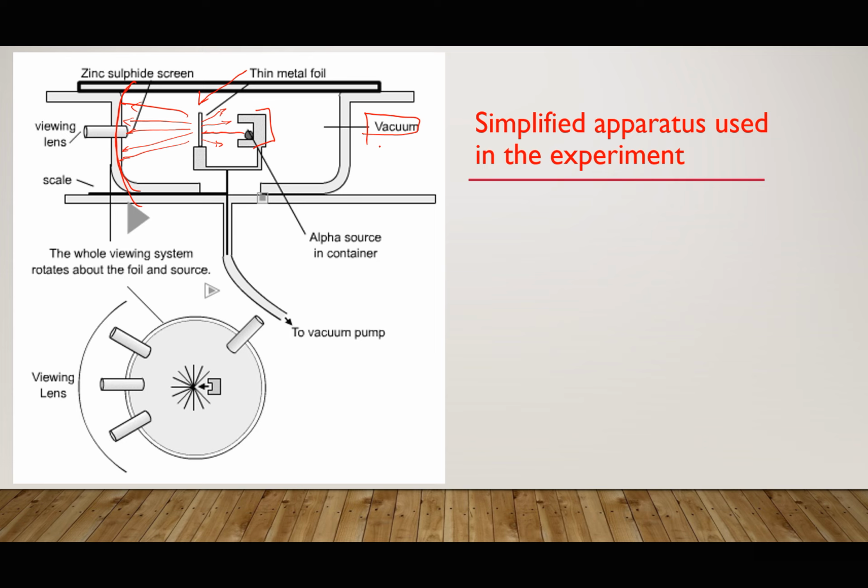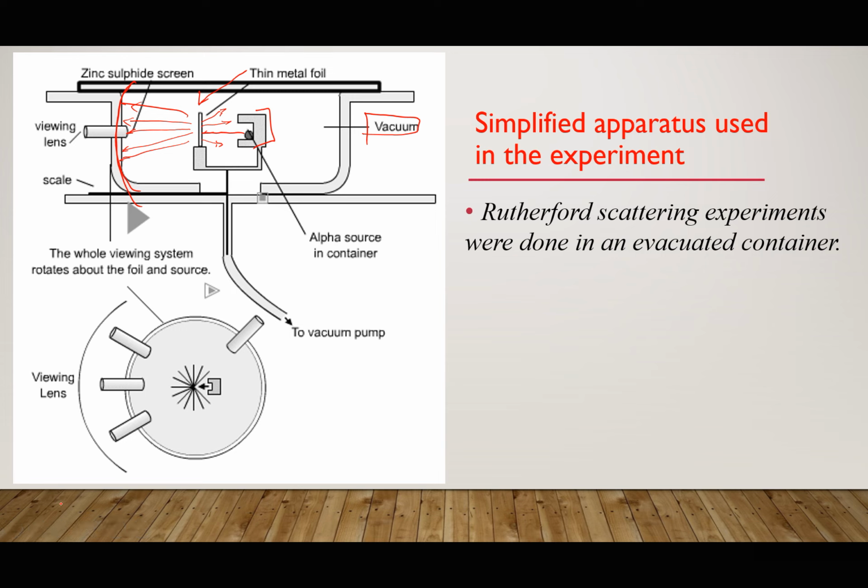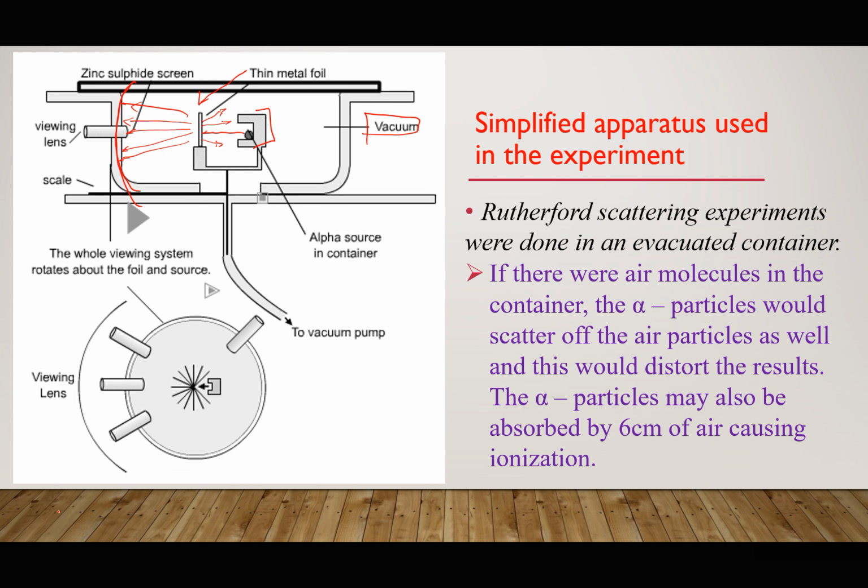I just want to give you a picture of how this apparatus, a simplified apparatus that was used in the experiment. So the experiment was carried out in an evacuated container, and there is a reason for that. Later on, we shall see that alpha particles are highly ionizing, and by highly ionizing, we mean they can easily knock out electrons in air molecules. And of course, the process of knocking out electrons in air molecules means that the alpha particles would lose their energy.